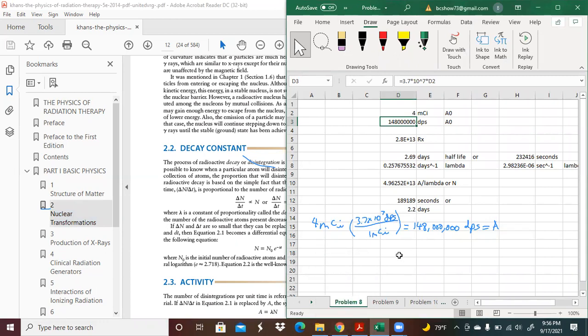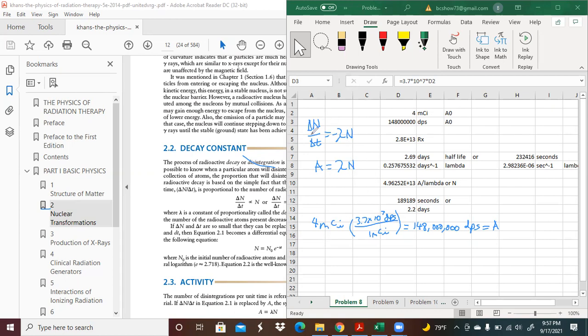I'm going to again initiate the drawing and put these formulas up here. So we know that the change in the number that we have divided by how long it takes is going to be equal to minus lambda times n. Now, we also know that the activity is going to be equal to lambda times n. So from this, what can we come up with?